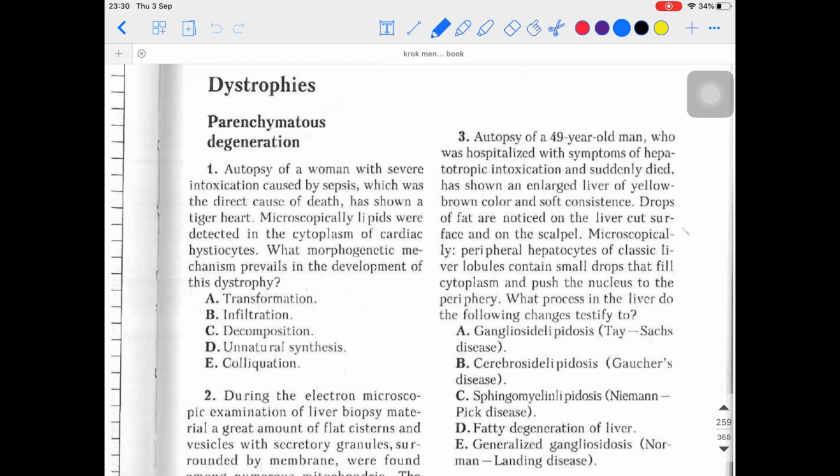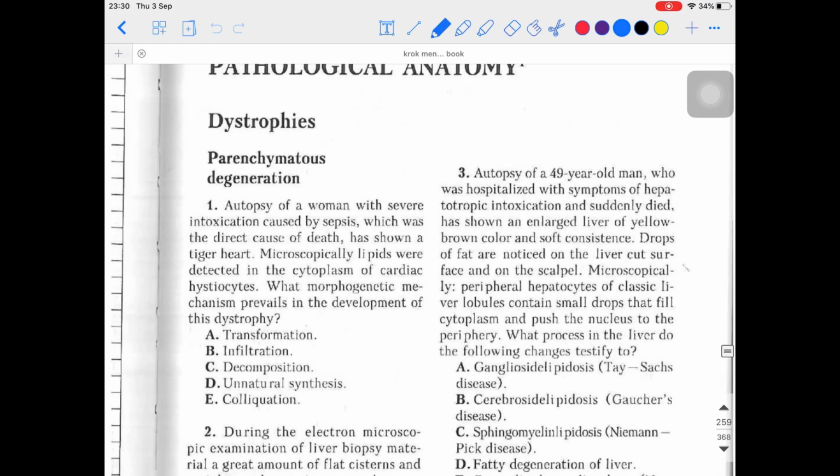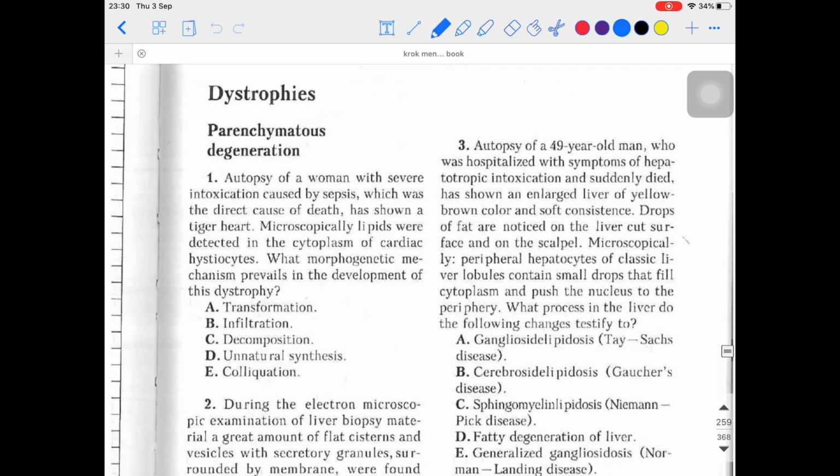So let's begin with the dystrophies over here. Parenchymatous degeneration. So the first question over here is: autopsy of a woman with severe intoxication caused by sepsis, which was the direct cause of the death, has shown a tiger heart. So they are talking about the tiger heart. Tiger heart is nothing but the fatty degeneration of the myocardium.